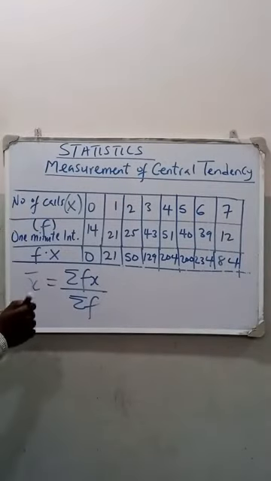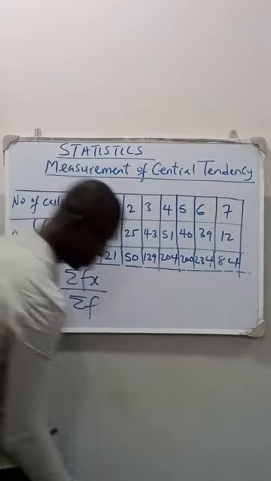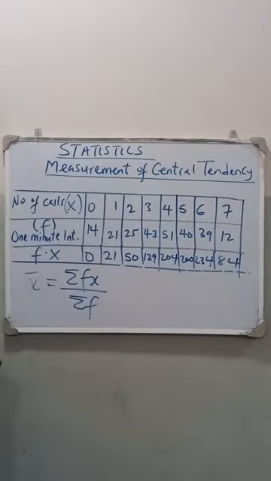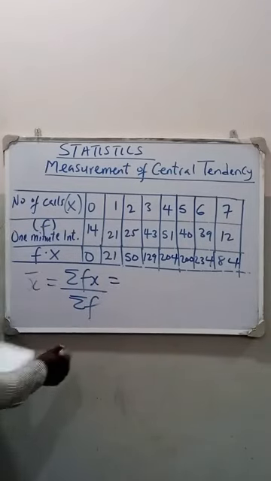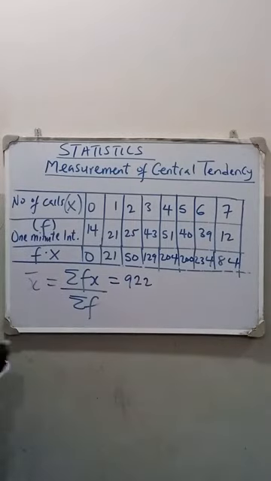So this is my fx. Summation of fx means add all these numbers together. That is, we are adding 21 plus 50 plus 129 plus 204 plus 200 plus 234 plus 84. When we add them together, this gives us a total of 922. Divided by what? The frequency.